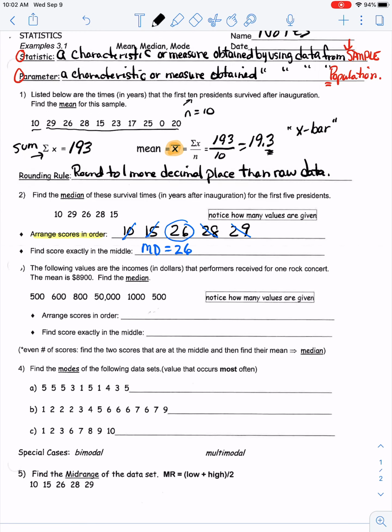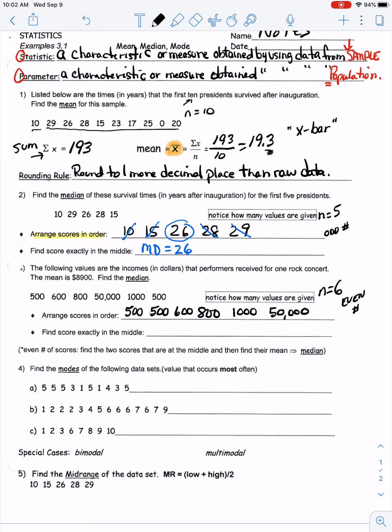Numbers are a little bigger, but again, we'll put them in order from the beginning. So we're going to start at 500, 500, 600, 800, 1,000, and then we're clear up here at 50,000. In this case, if you notice how many values are given, I was trying to give you a little hint here. We have 6 numbers. In the previous example, we had 5. So we have an odd number in the first example and an even number of numbers in the second example.